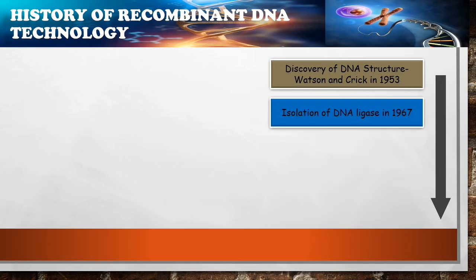Isolation of DNA ligase in 1967. The first DNA ligase was purified and characterized in 1967 by the Gellert, Lehman, Richardson, and Hurwitz laboratories. The common commercially available DNA ligases were originally discovered in bacteriophage T4, Escherichia coli, and other bacteria.